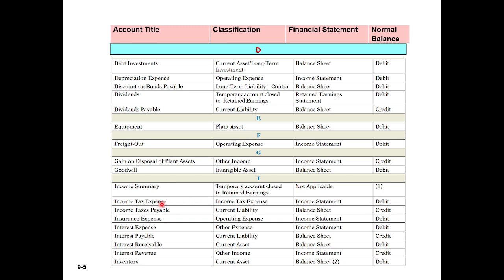Here is another note on normal balances: income tax expense debit and income tax payable credit, insurance expense debit, interest expense debit, interest payable credit, interest receivable debit, interest revenue credit, and inventory debit. Now we will move on.